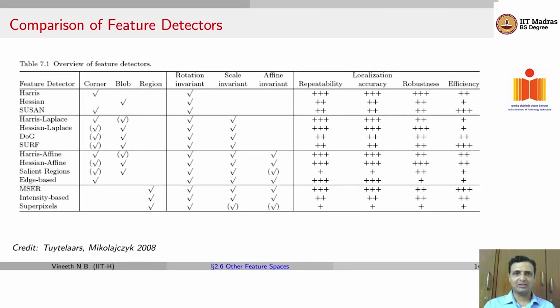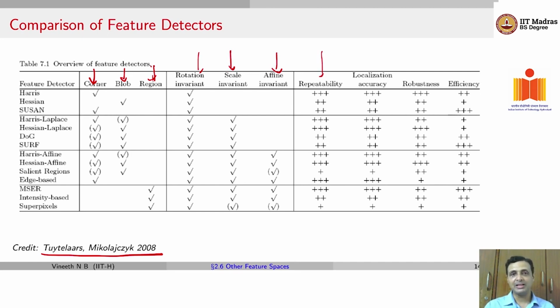So here is a quick summary of various feature detectors. We have seen some of them. We may not have the scope to see all of them, but you're welcome to look at the source of this particular table to understand more features. But you can view all features in terms of whether they are corner detectors, blob detectors, or do they help in finding regions, whether they are rotation invariant, scale invariant, affine invariant, how repeatable are they?